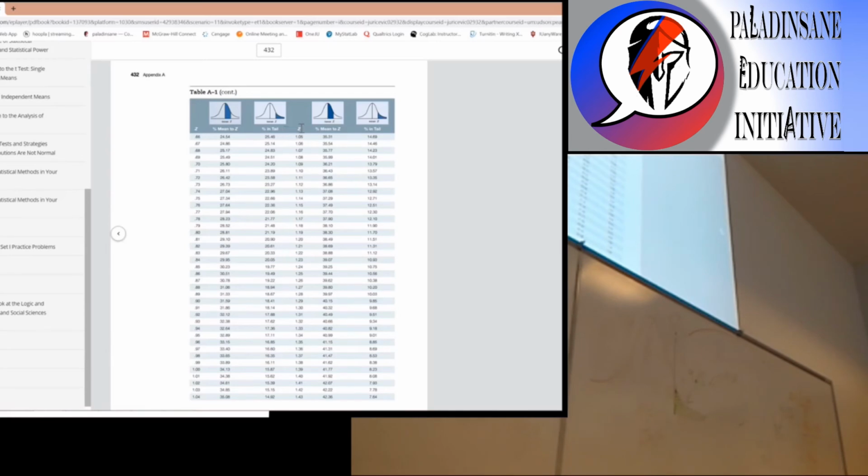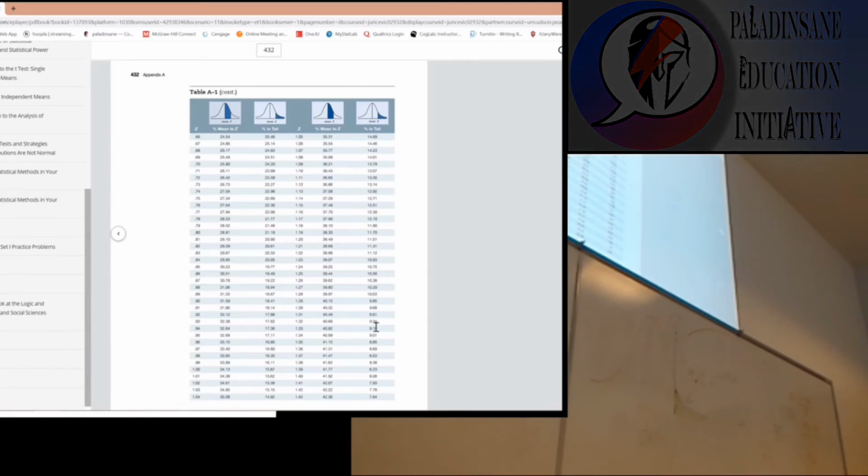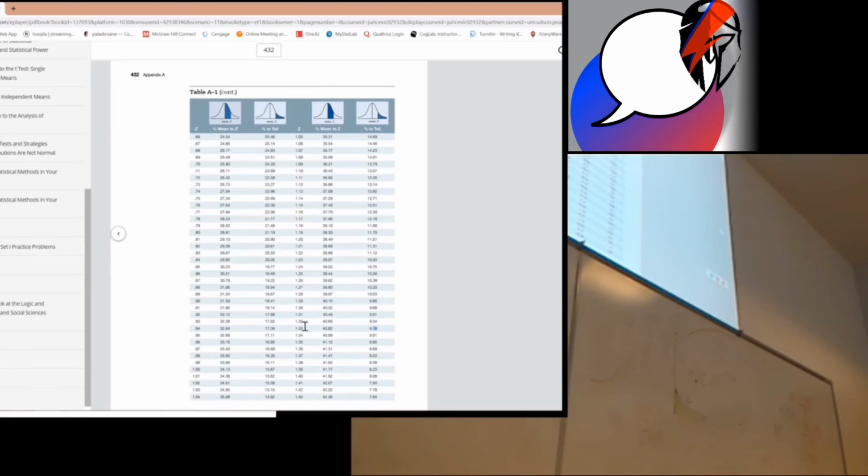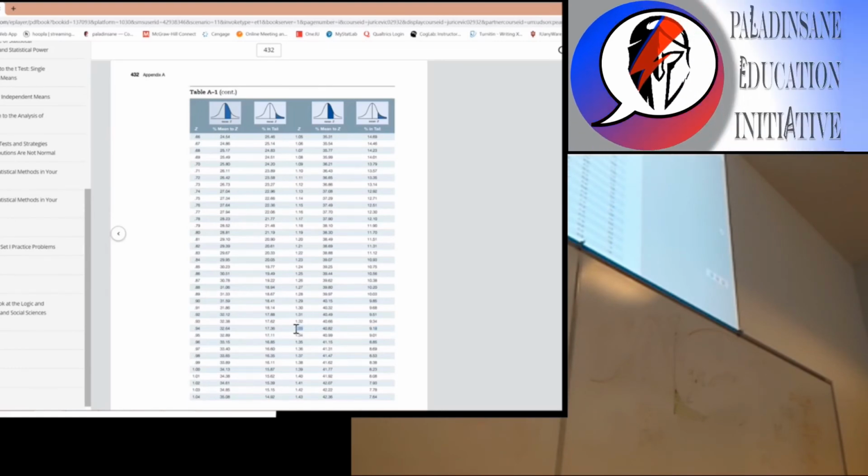So we don't want a z-score. That's what we're looking for. We don't have that number yet. We don't want from the mean to z. That's the wrong area. We want percentage in the tail. So we scroll on down. We're looking for 9.18. There's 9.18% in the tail. We go across. There is the z-score. So you need a z-score of 1.33 that is going to get you into the top 9.18%.